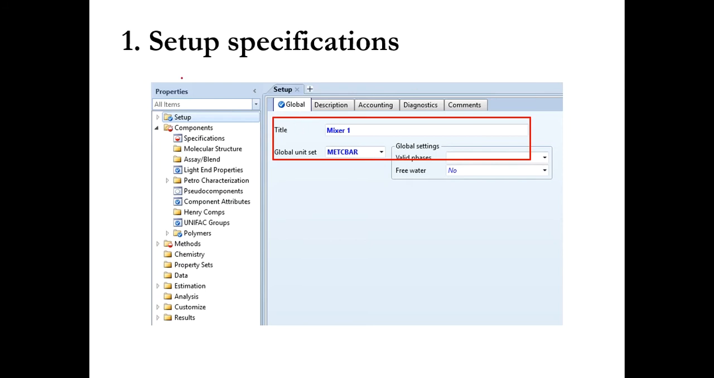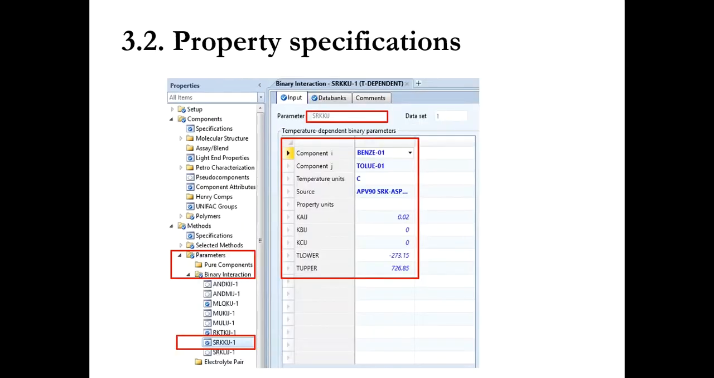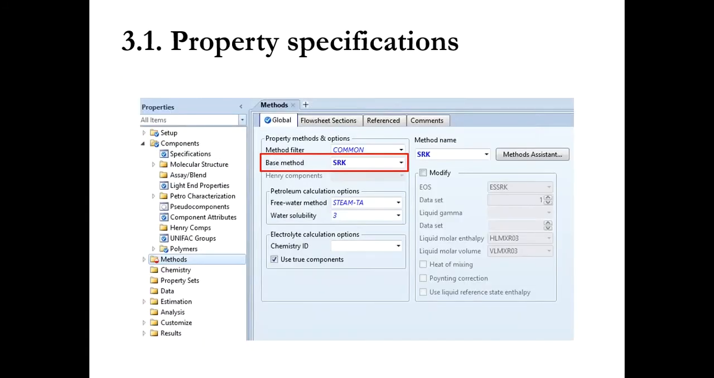Our first task, as you know, is to set up the specifications, then select the components, and then select the property package as SRK. After that, the binary interaction parameters we have already discussed in previous exercises. Once you run it, you get the warning that the free water method used should be STEAM-NBS, while currently it's STEAM-TA, as you see in the petroleum calculation options. These are specifically related to petroleum facilities. For petroleum facilities, usually the free water method STEAM-TA is normally used, but for SRK we use the STEAM-NBS method. So for SRK, we will replace the free water method from STEAM-TA to STEAM-NBS.